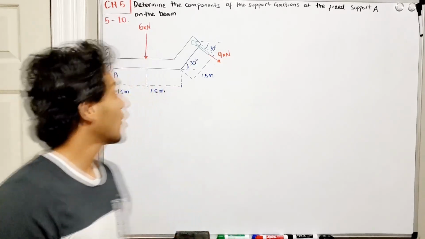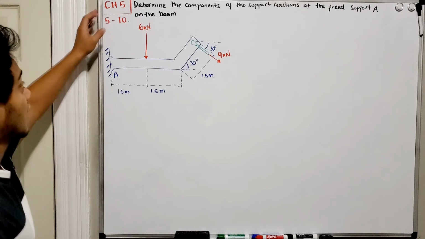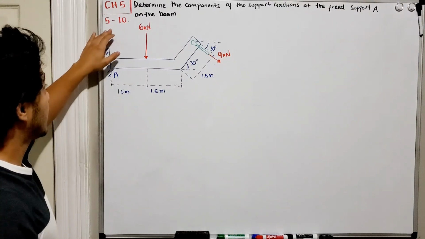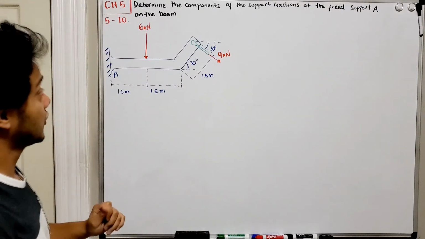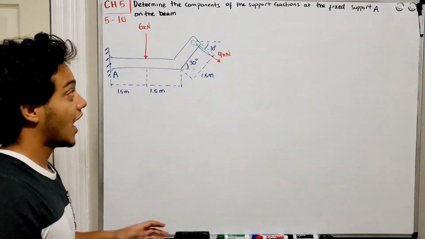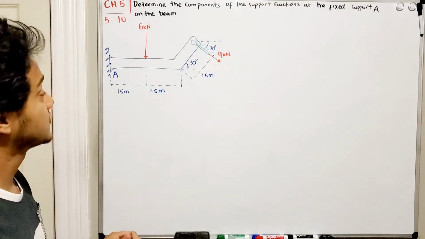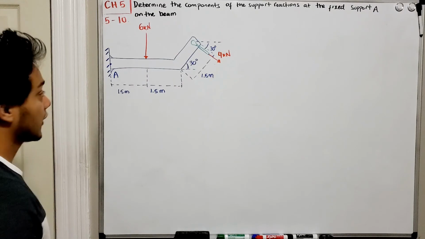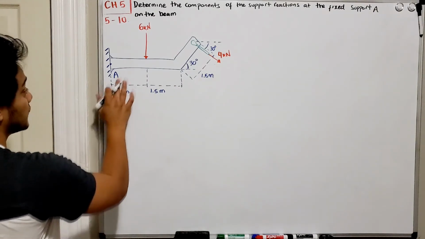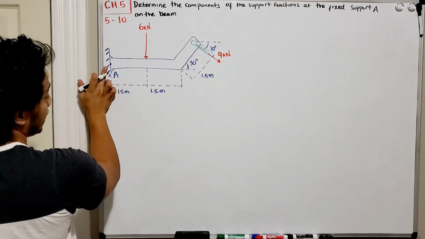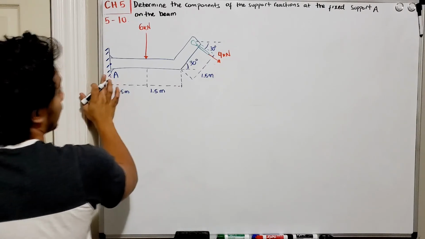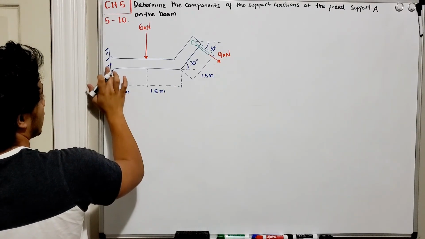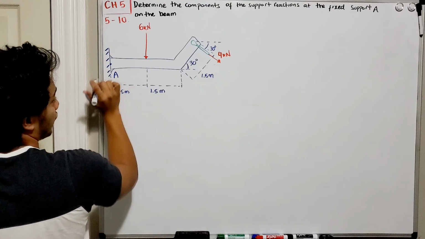We're in statics and now we're gonna move on into chapter 5, okay? So we're gonna do problem 5.10. Determine the components of the support reactions at the fixed support A on the beam, okay? So we have this beam over here that is supported by our fixed support at point A, okay?